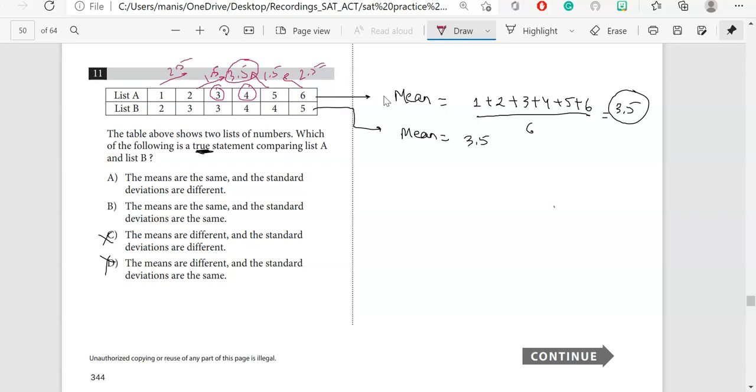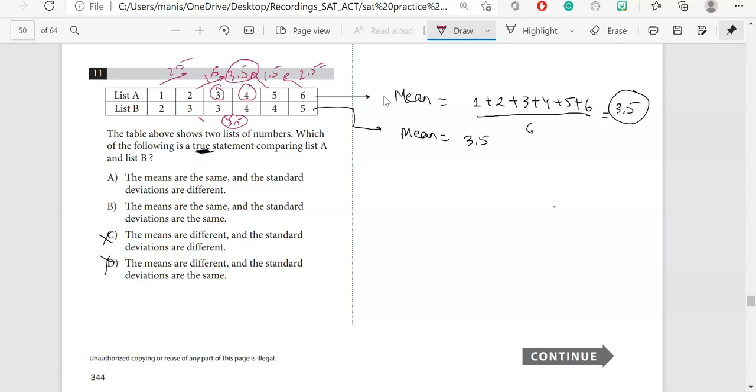Now let's look at the standard deviation for the second one, B. Again, keep in mind the mean is 3.5. So this is 0.5, 0.5. This one is 1, this one is 1, this one is 2, this one is 2.